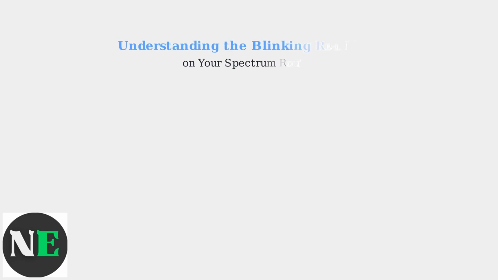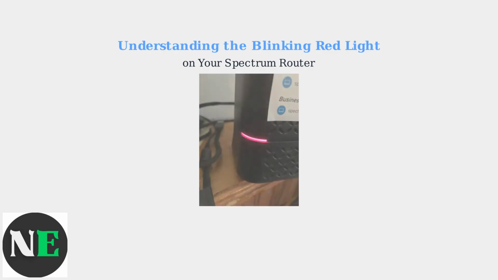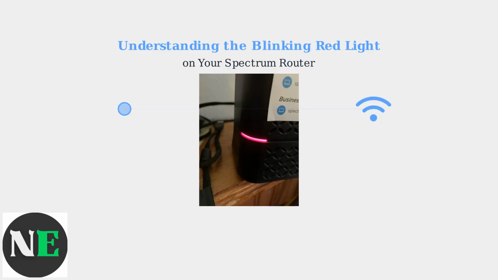A blinking red light on your Spectrum router in September 2025 usually means it's lost its internet connection or can't sync with Spectrum's network. This is a common issue, especially in areas with older cable infrastructure. Essentially, the router isn't communicating properly with Spectrum's servers. It often points to a modem not communicating with the cable provider's headend.